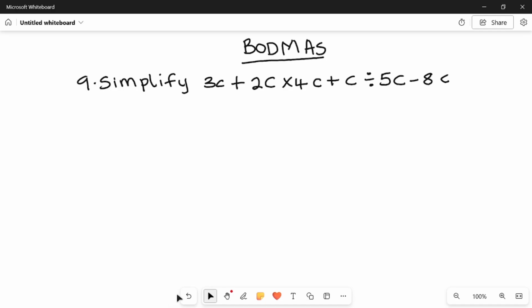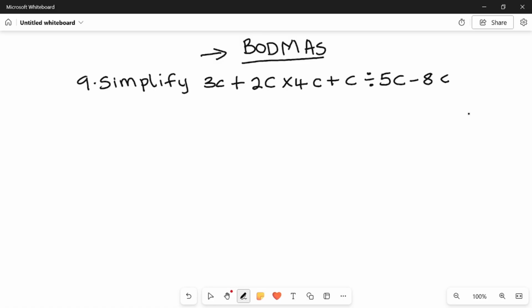Today we'll continue from example 9. It says simplify 3c plus 2c times 4c plus c divided by 5c minus 8c. So I'm sure you've heard of BODMAS, that's brackets, of, division, multiplication, addition, and subtraction. So that's what BODMAS is. So we use the knowledge of BODMAS to simplify this expression.